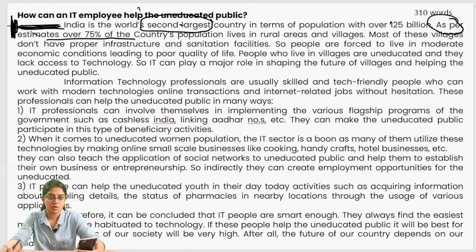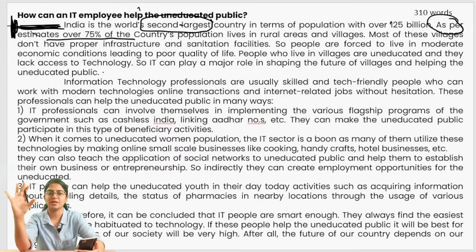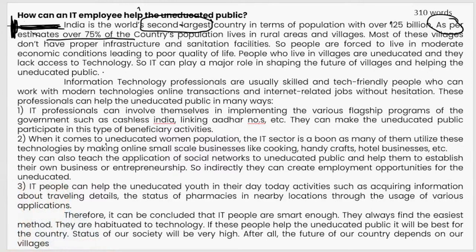So that is what we have seen in the first passage. What was my first tip? That you should not leave an indent. From the very left corner, you have to start typing. Now once you finish this first paragraph, we have finished with the introduction. Now look at the next paragraph and what it talks about: information technology professionals are usually skilled and tech friendly.